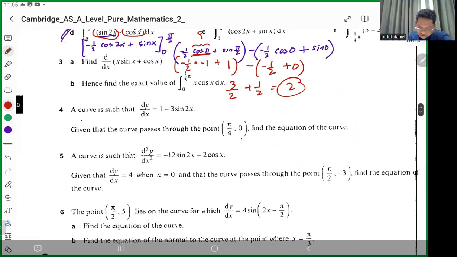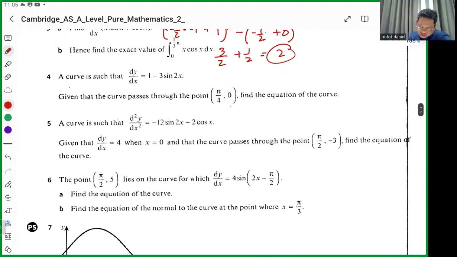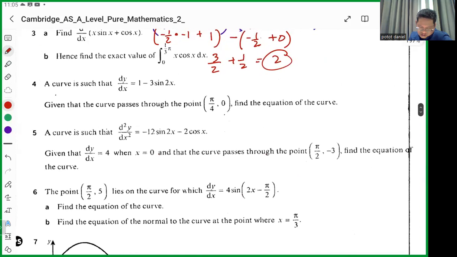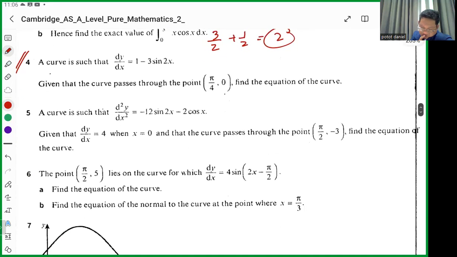Okay, so basically the integral part has already been done. So let us just try to answer some more questions. Okay, a curve is such that dy dx is 1 minus 3 sine 2x.